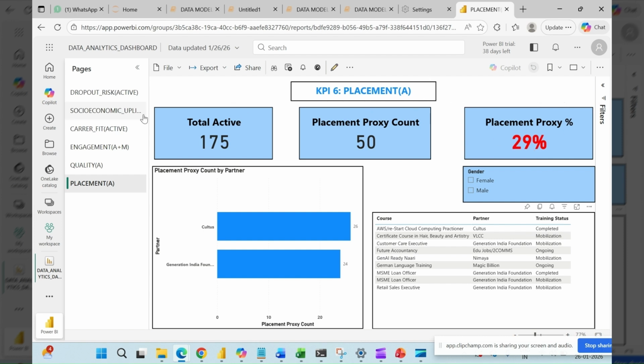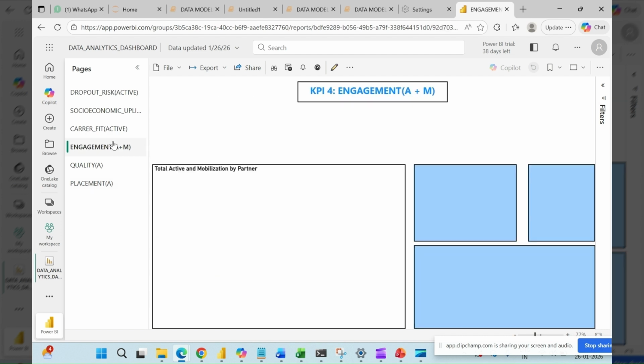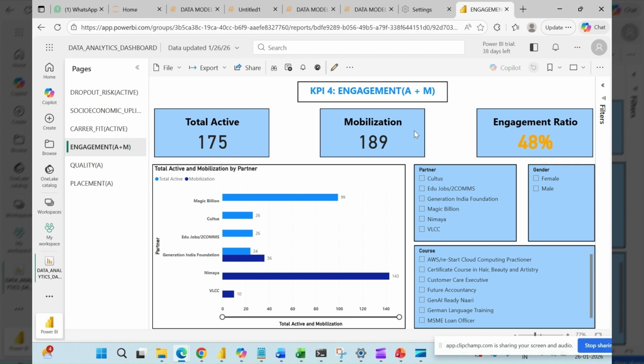Okay, so I believe that was a very simple way to tell all the reports, but just one is left behind. Let me go to that. Before that, I will again clarify what the engagement ratio is. KPI 4 tells how many mobilized candidates converted into total active, that is the engagement ratio.